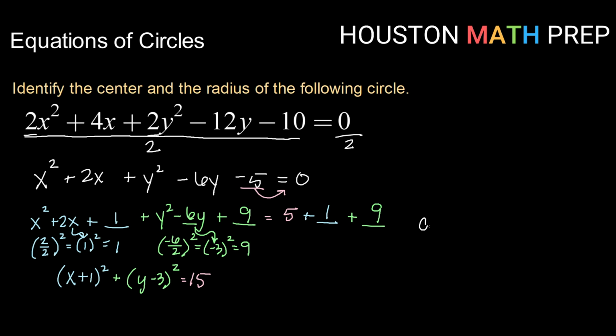So now that I'm in graphing form, I can identify my center and my radius. My center is my HK. It comes from inside the parentheses, gives me opposite. So that will be negative 1 as my x coordinate and positive 3 as my y coordinate. Remembering that this side, my right side, is r squared, my radius will be the square root of 15. So this circle has a center of negative 1, 3, and a radius of square root 15.